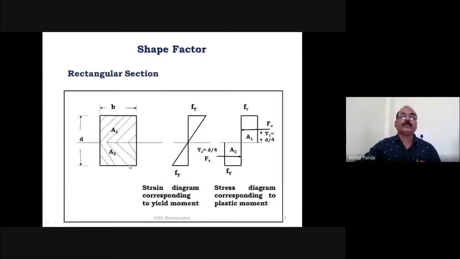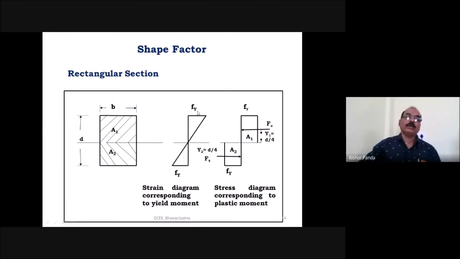So let us take one rectangular section and find out what is the shape factor of the rectangular section. This is your rectangular section, and the width of the rectangular section is B, and the depth is D. Above this neutral axis is the compression side, and below is the tension side. You know, in a simply supported beam, the zone above the neutral axis is under compression, and the zone below the neutral axis is under tension.